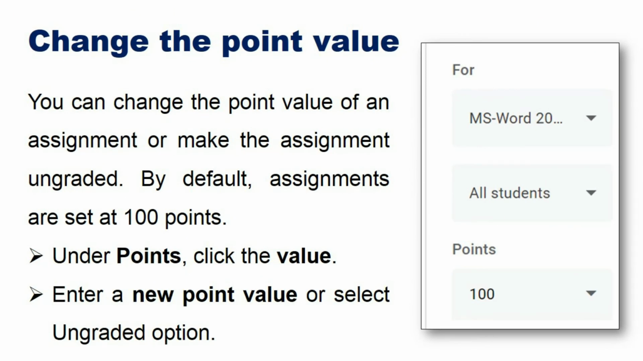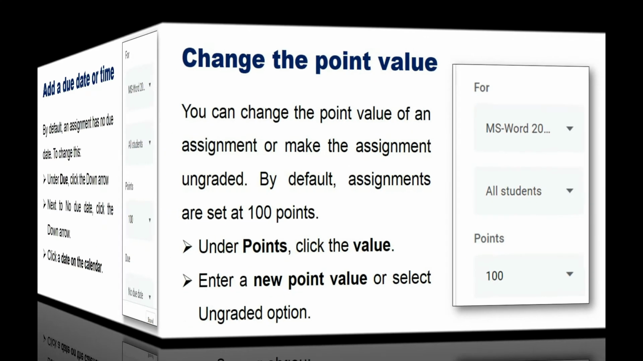Change the point value. You can change the point value of an assignment or make the assignment ungraded. By default, assignments are set at 100 points. Under points, click the value. Enter a new point value or select the ungraded option.